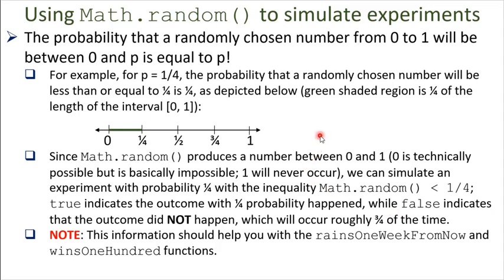So this should be able to help you with those problems that you had, like rains 1 week from now. But the other thing I want to mention is that regardless of whether you use less than or equal to, it won't matter, because the probability of getting 1/4 exactly is 0. Now, technically, it's not 0 because the computer is incapable of producing every possible real number, but it's so small that you could basically consider it 0. So whether you use Math.random less than 1/4 or less than or equal to 1/4, either way is fine for simulating something that has a probability of 1/4.